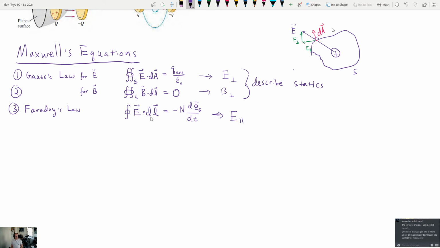Because this is E dot dl, so you have some path, and your path could be like this, and your electric field vector could be coming out this way. These look like they're right angles to each other. I think I just draw the path right here. If I drew my path like this, dl, then dl and E parallel would be parallel to each other. So this one can help you to figure out the parallel component of the electric field.